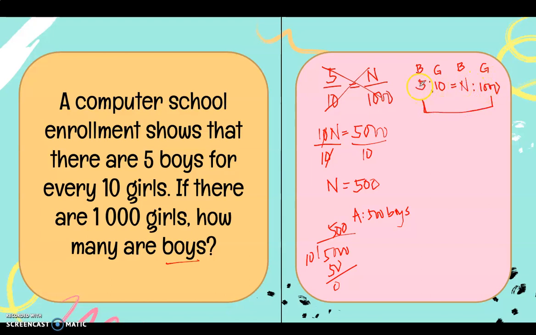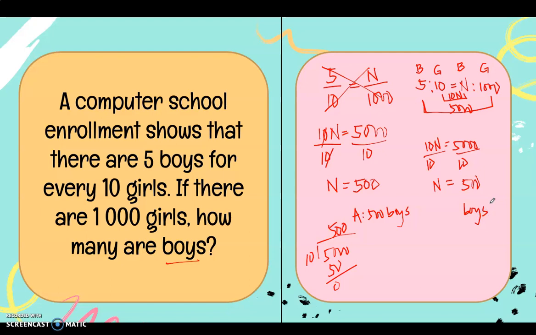So the outer numbers are extremes, and the inner numbers are the means. So you multiply the means and the extremes. We have 5 times 1,000, that is 5,000, and then 10 times n is 10n. So it's the same, basically. 10n is equal to 5,000. You need to divide by 10, so that the remaining on the other side is n. Then 5,000 divided by 10 is 500. So the answer is still the same.